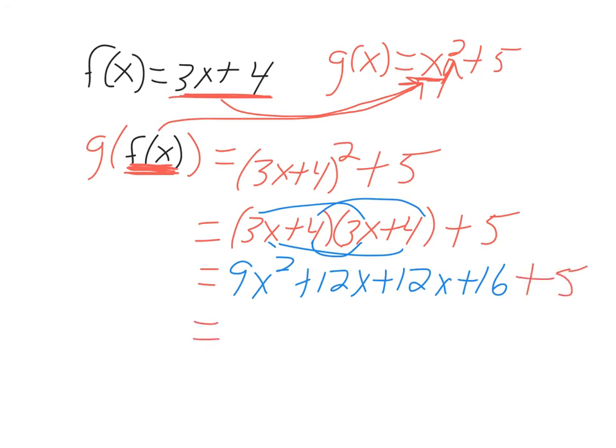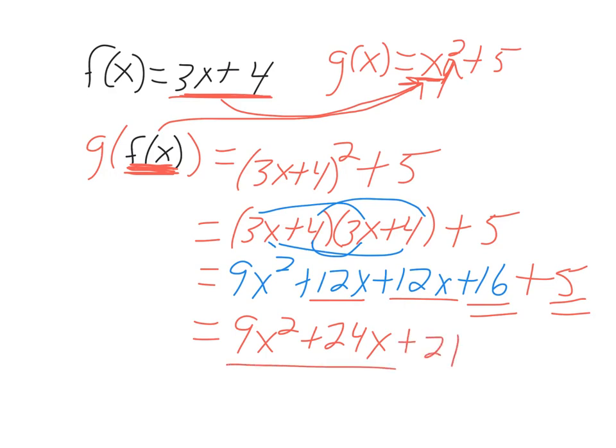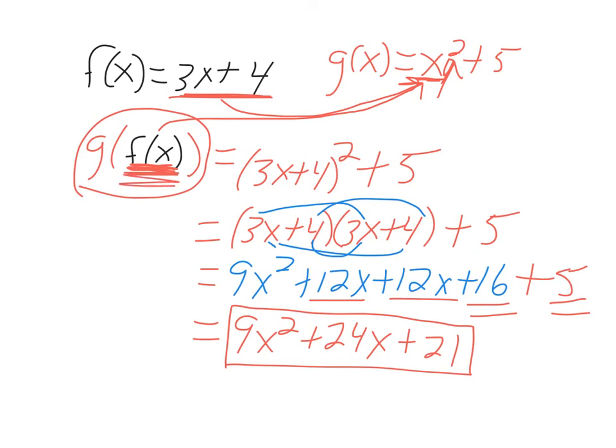So now we're going to get all our like terms together. So I have 9x squared, and 12x and 12x I can put together because they're like terms. They both just have an x. That'd be 24x. And the 16 and the 5 I can put together because those are constants, so it'd be plus 21. So that would be my answer then. So my original equation, what I'm circling right now, just like before, says take your f, since it's inside the parentheses right there, put it in your g wherever you have an x, slide that out, put it in there, solve it, and you have your answer.